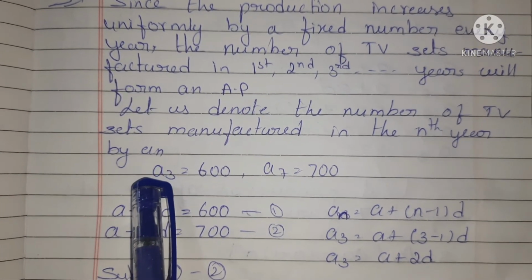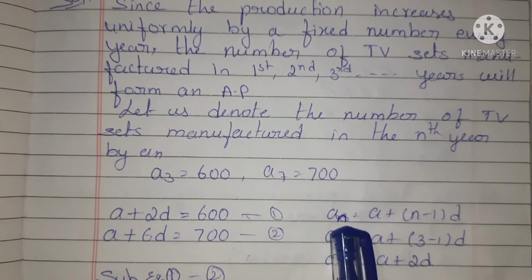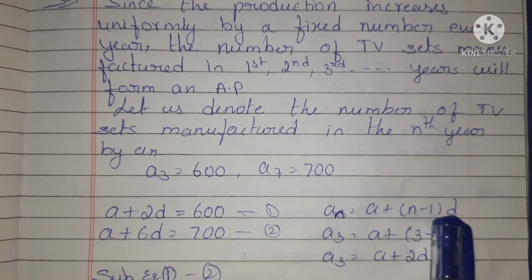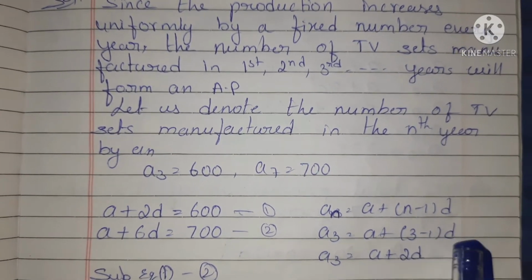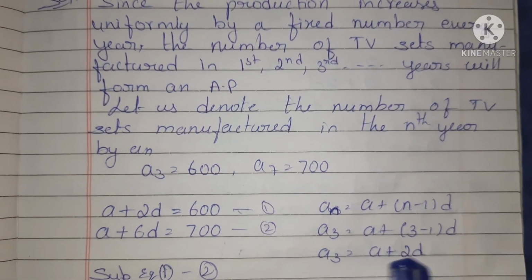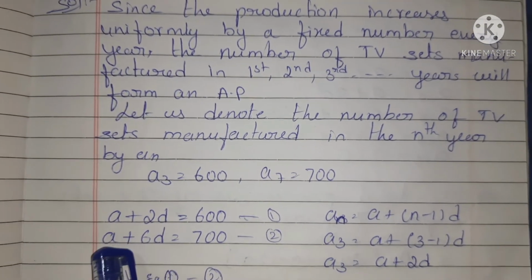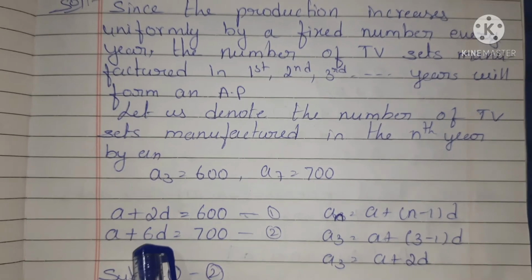See here, the nth term formula is An is equal to A plus n minus 1 into D. A3 is equal to A plus 3 minus 1 into D, so A3 is equal to A plus 2D. Similarly, we can write A7 also.